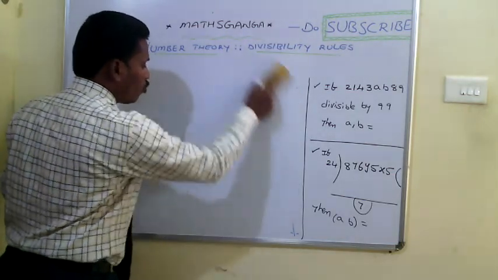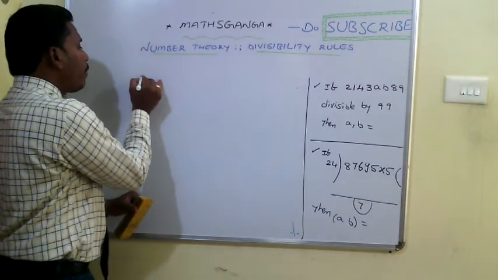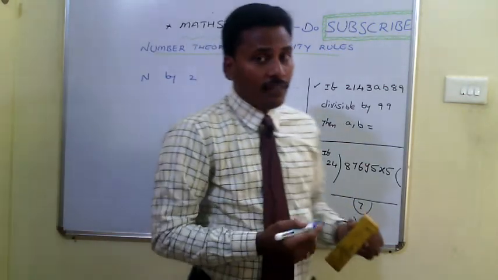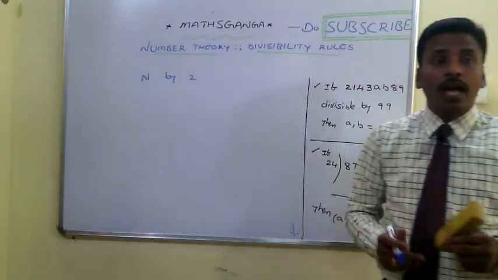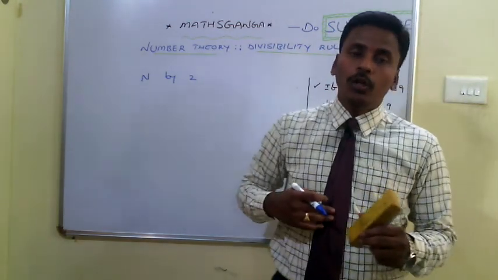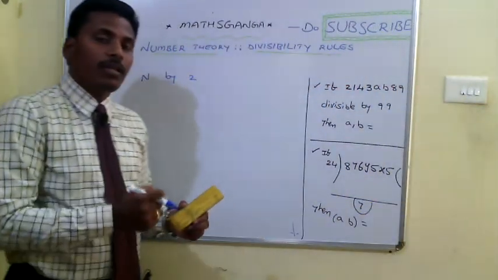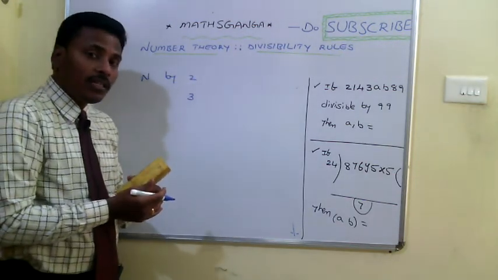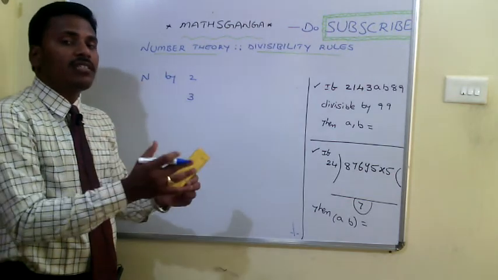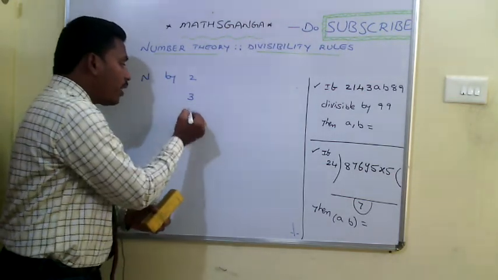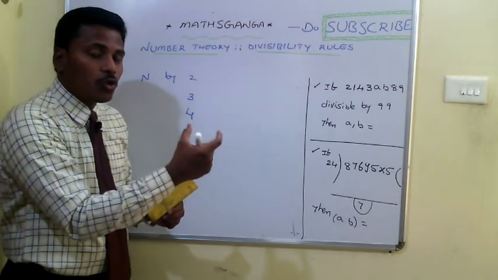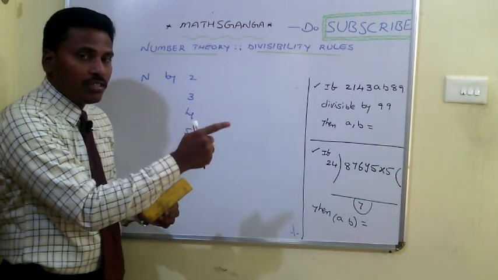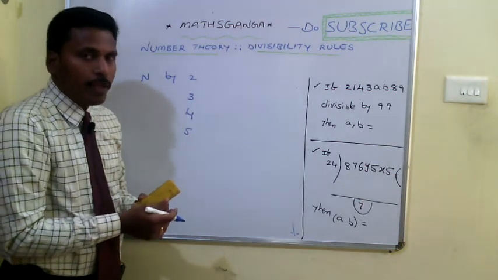Coming to number 2, what is the divisibility rule for 2? We discussed it in the earlier video. A number is divisible by 2 if its units digit is divisible by 2, that is, if its units digit is an even number. And we know a number is divisible by 3 if the sum of the digits is divisible by 3. A number is divisible by 4 if the last two digits are divisible by 4. A number is divisible by 5 if the units digit, that means the last digit, is divisible by 5.